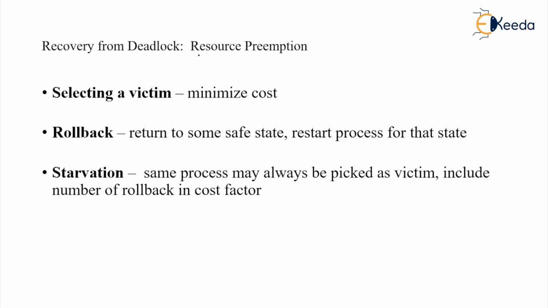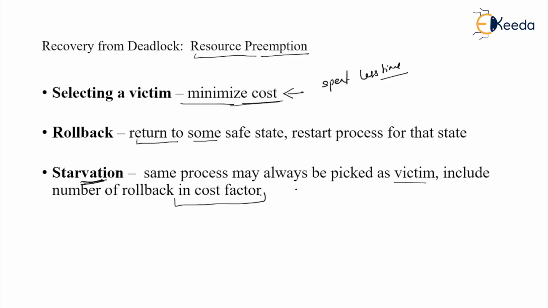Recovery from deadlock is also by resource preemption: we select a victim which minimizes the cost, say one that has spent less time in computation, then return to a safe state and restart that particular process. So we'll roll back; we'll just discard whatever computation it has done. The third point in this case is starvation. If the same process is selected again and again as the victim, then that process might not get the resource properly.